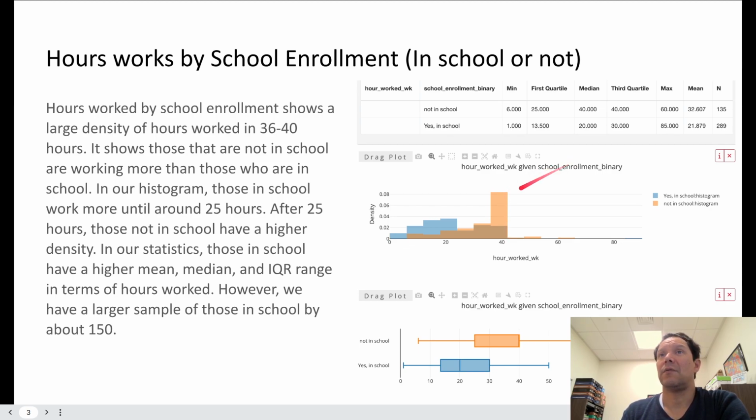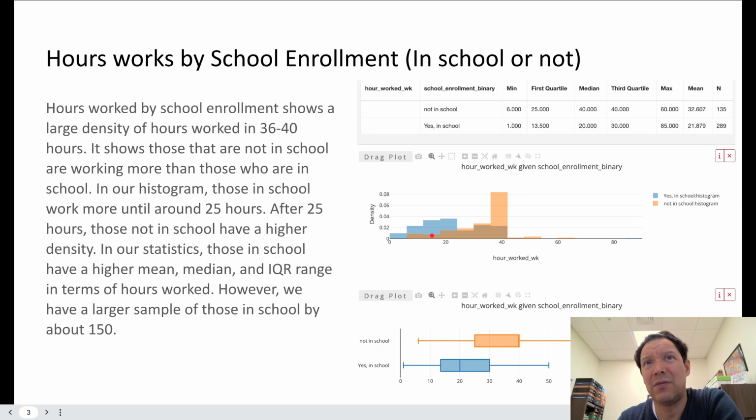If we actually did the math on this, you could just say the density for those not in school at the bin around 40. I don't know what this is. Is this 30 to 40? I think the bin's a little weird here. I'd have to look at the bin. Normally you want your bin to start at 0. I'm not totally sure it's starting at 0. It looks like it's a strange number.